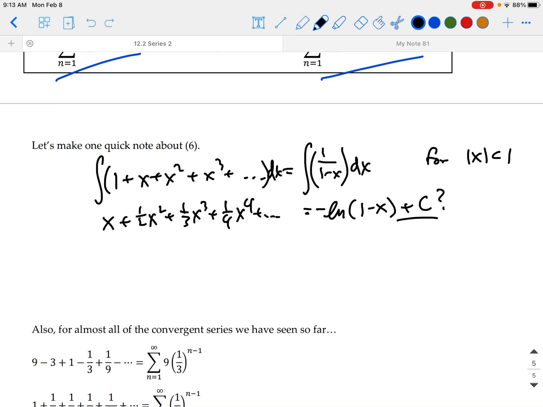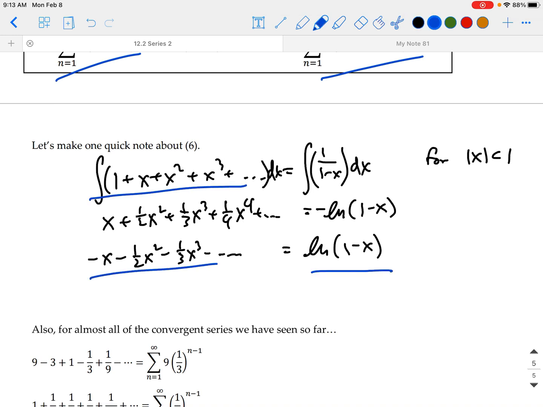We haven't really discussed what's going on with these particular series and this type of integration technique with it. So what we would get is, negative x minus 1/2 x squared, minus 1/3 x cubed minus, right? All of those things are equivalent to the natural log of 1 minus x. So now we've got a method for finding these objects together and then using integration to create a new infinite polynomial approximating some function, in this case a log function.